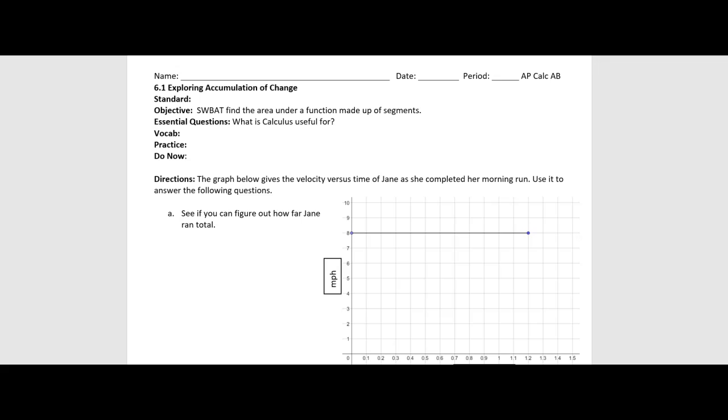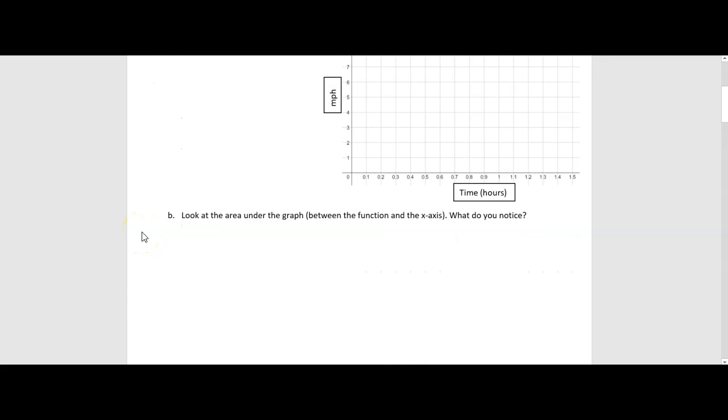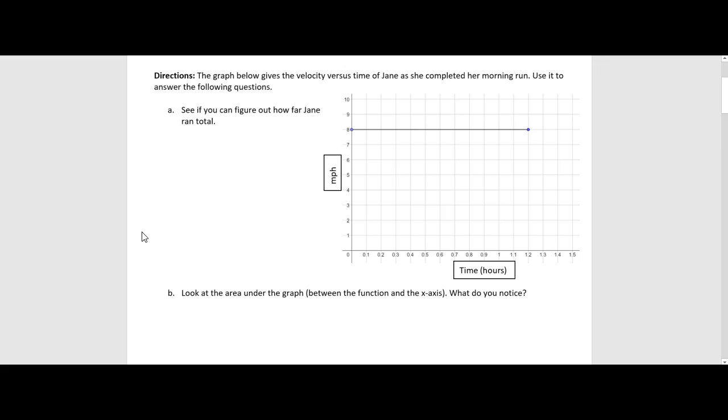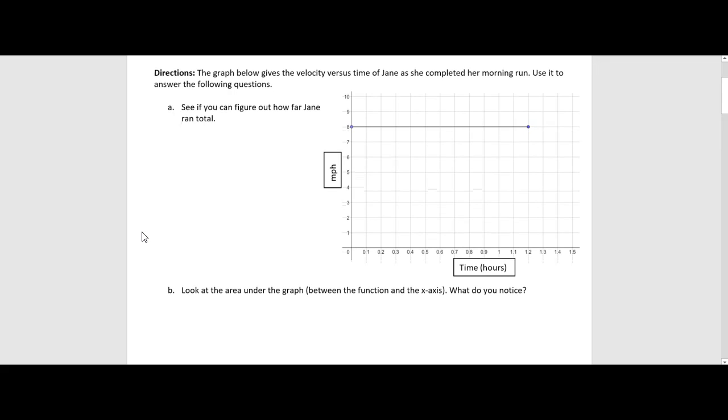Today we start a new unit on a topic called integrals, and we'll talk a little bit more about what that word means, but that is going to be the big new word for the second half of the semester. So what I would like you to do is pause the video and see if you can answer parts A and B on your own. And then come back to the video and join us for a discussion.